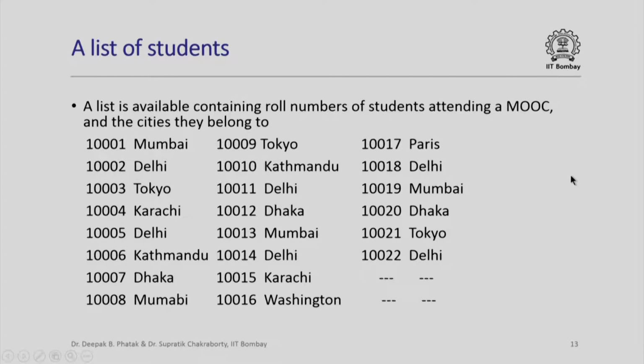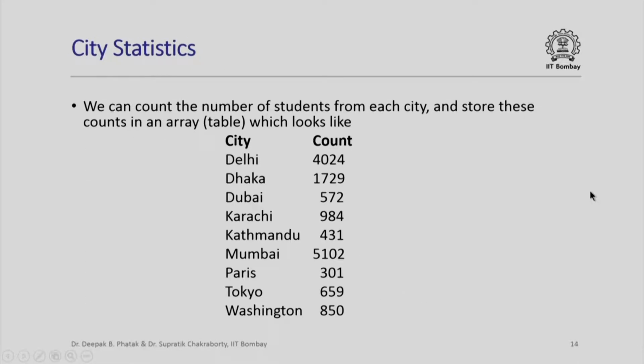One simple way of doing this is, suppose I want to find out the number of students studying from Delhi, I will look at this list, scan this list. I find Delhi, I count 1, I find another Delhi, I count 2, I find third Delhi, I count 3, fourth Delhi, I count 4, and keep on doing this for the entire list. At the end, I will get the count of students who are studying this course from Delhi. I can do the same thing for each city and I will then get this kind of count. Delhi 4024, Dhaka 1729, Dubai so many, Karachi so many, Kathmandu, etc.